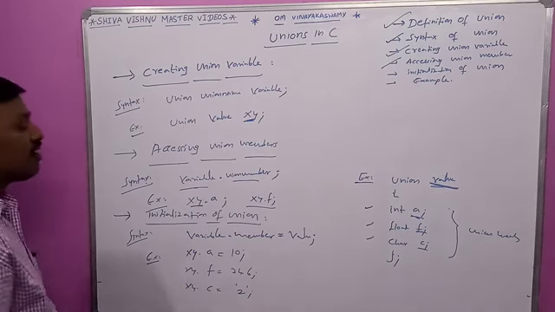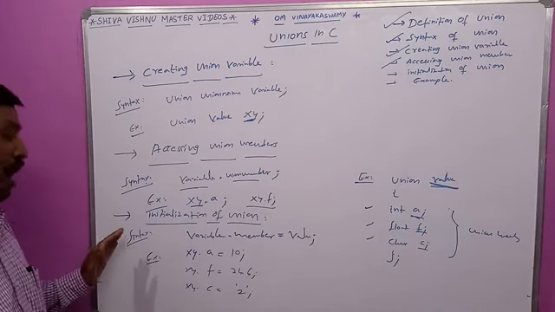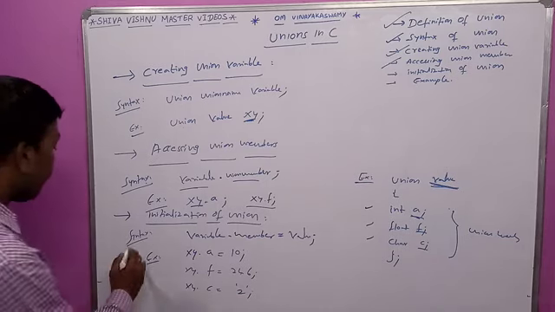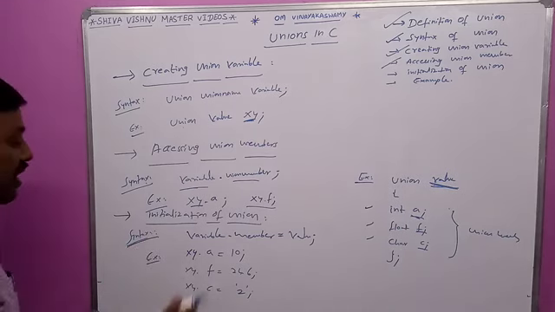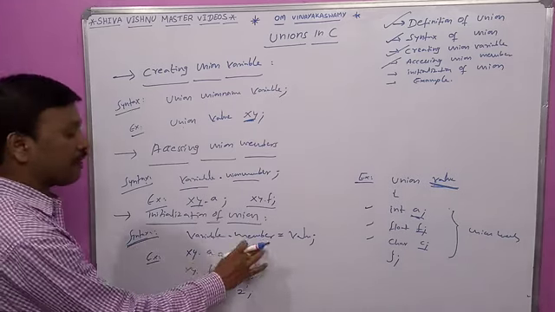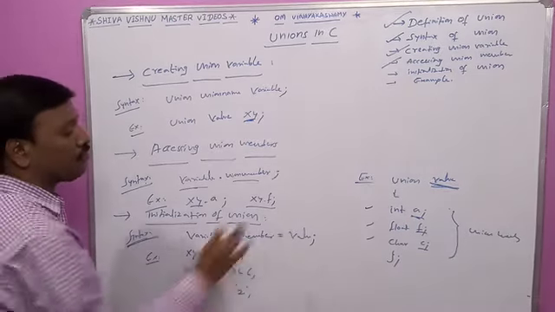Next is the initialization of union. Here you can see we are assigning the value. The syntax is the variable name, dot, the union member, assignment operator, value, semicolon.